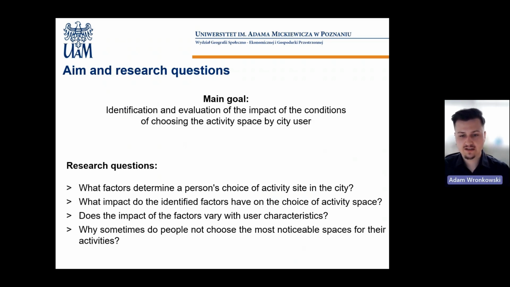The study's main aim was to identify and evaluate the impact of the factors of choosing the activity space by city users. I tried to answer 4 research questions to get closer to the stated goal. This concerned the identification of determinants of the choice of activity space, the degree of the impact on the choice of activity space, variation according to metric parameters, and an attempt to find justification for non-obvious activity space choices.